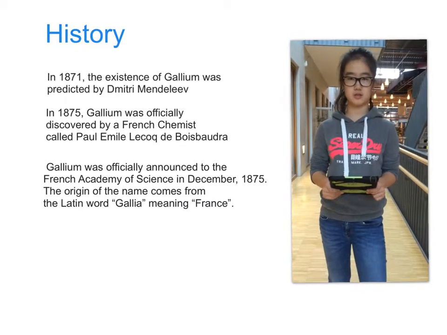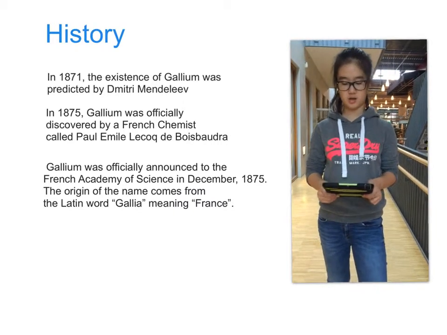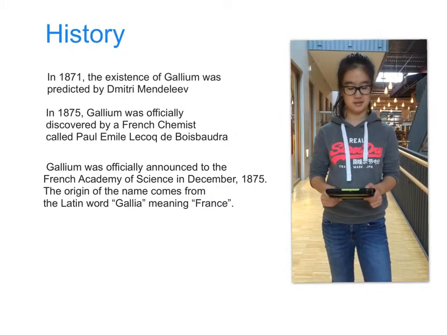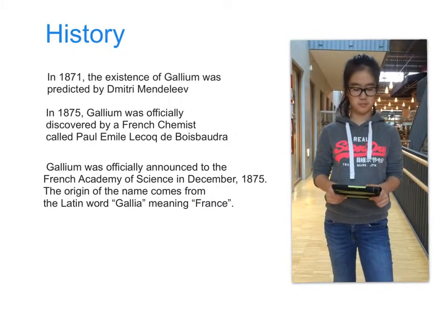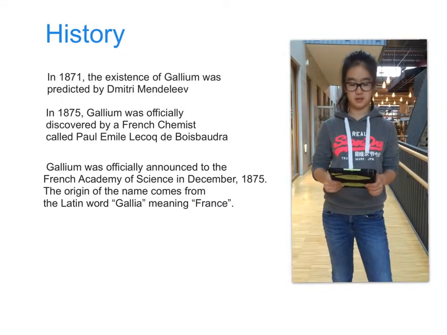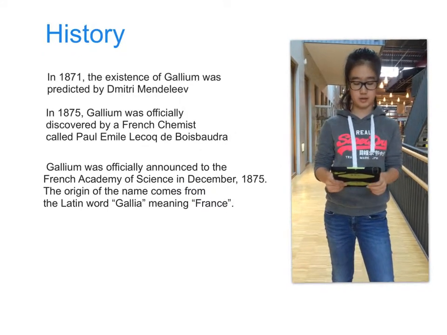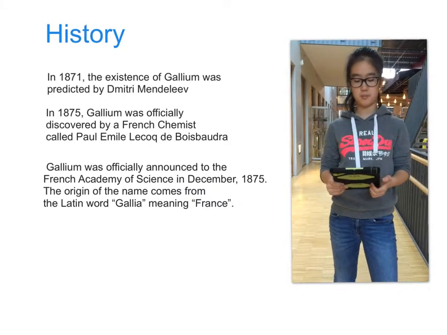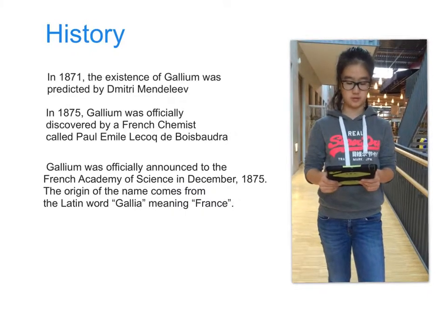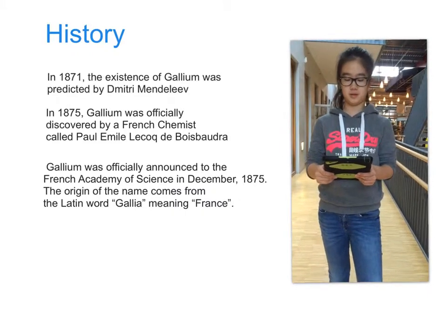Gallium was officially discovered by a French chemist called Paul-Émile Lecoq de Boisbaudran in 1875. Lecoq de Boisbaudran had been studying chemical elements for 15 years. He noticed that there was an element missing between aluminium and indium. He knew about Mendeleev's theory about eka-aluminium.